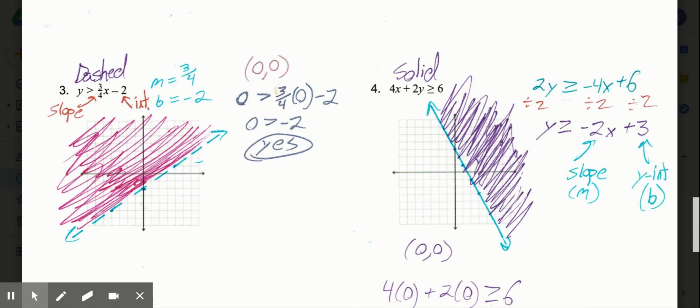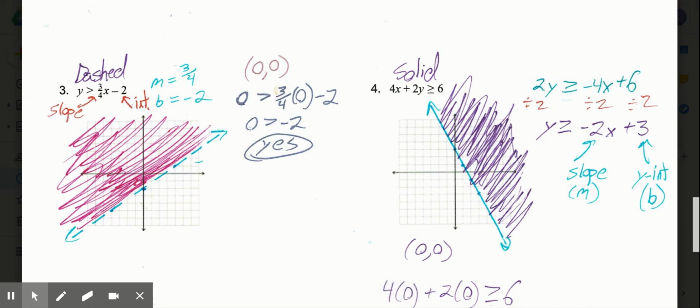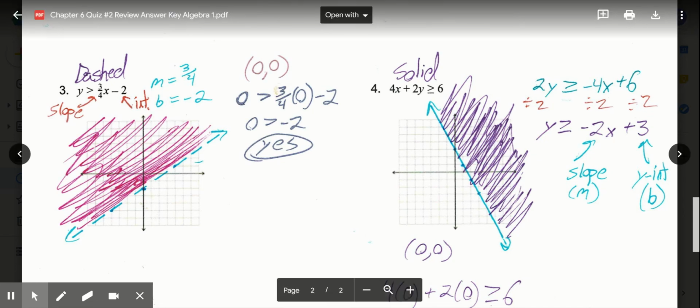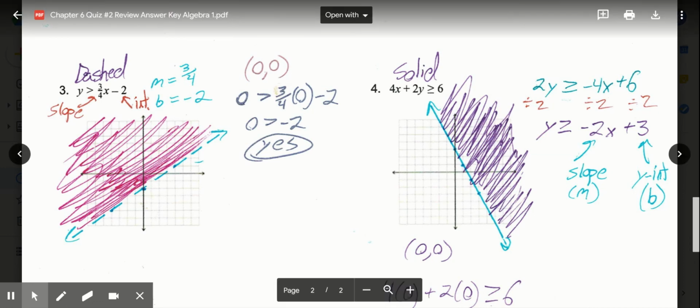Then we would draw our dashed line, because it's just greater than, and we need to check point 0, 0. So we'll replace x and y with zeros. 0 is greater than 3/4 times 0 minus 2. So is 0 greater than negative 2? Yes, it is. So we would shade on the side toward 0, 0.